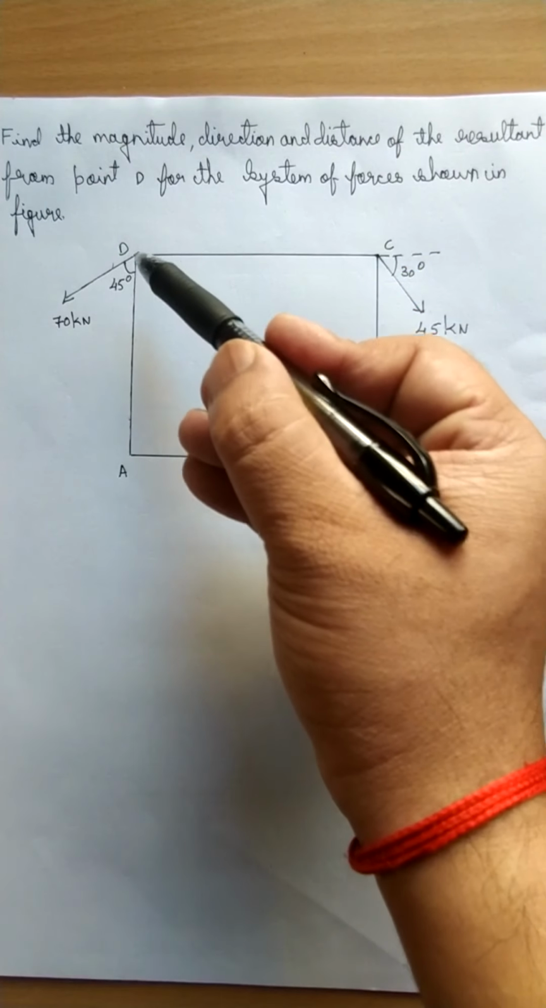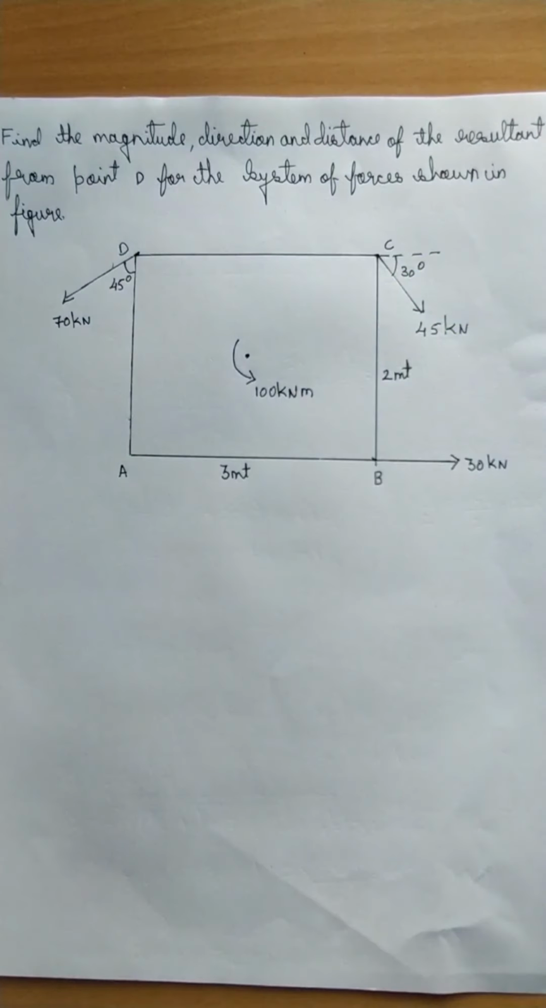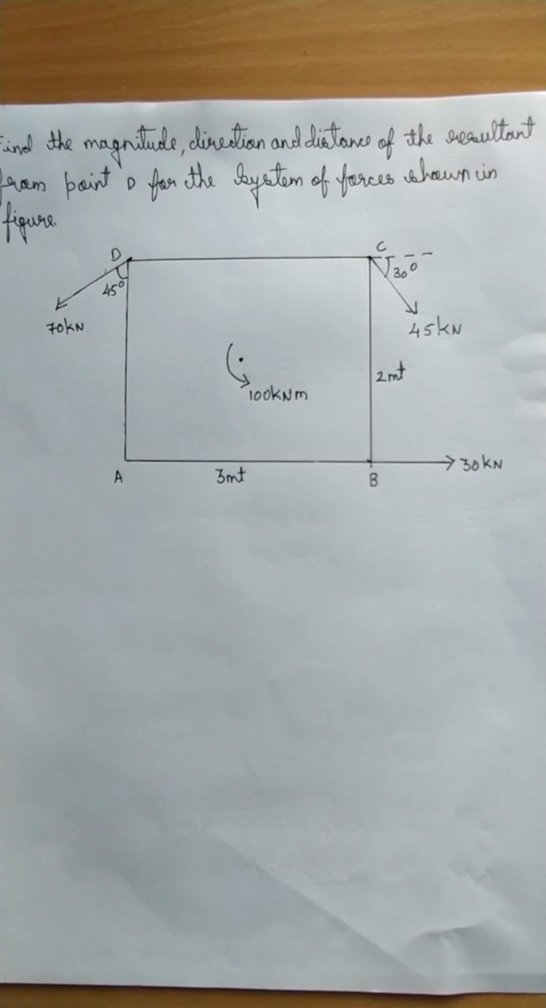So where is the point D? Here. So we have to take the moment about this point. Rest all the steps will remain the same. So remember, whenever you are solving, see at which point they have asked for the moment or the resultant. You have to find out the moment at that point. So let us solve. We will resolve the components first.